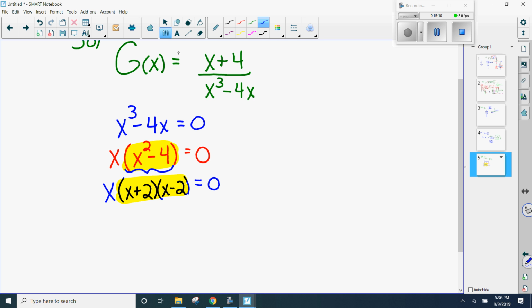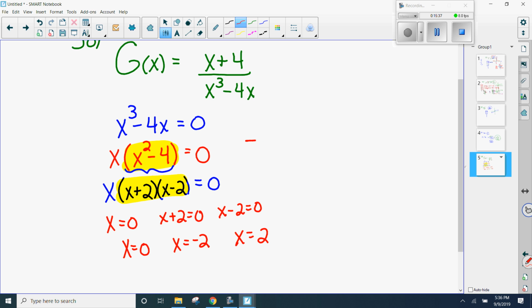Now you're multiplying three numbers together in order to equal 0. So one of those factors, either x is equal to 0, x plus 2 is equal to 0, or x minus 2 has to equal 0. So your solution is x equals 0. If I subtract 2 from both sides, you get x is equal to negative 2. And if you add 2 to both sides, you get x is equal to 2.